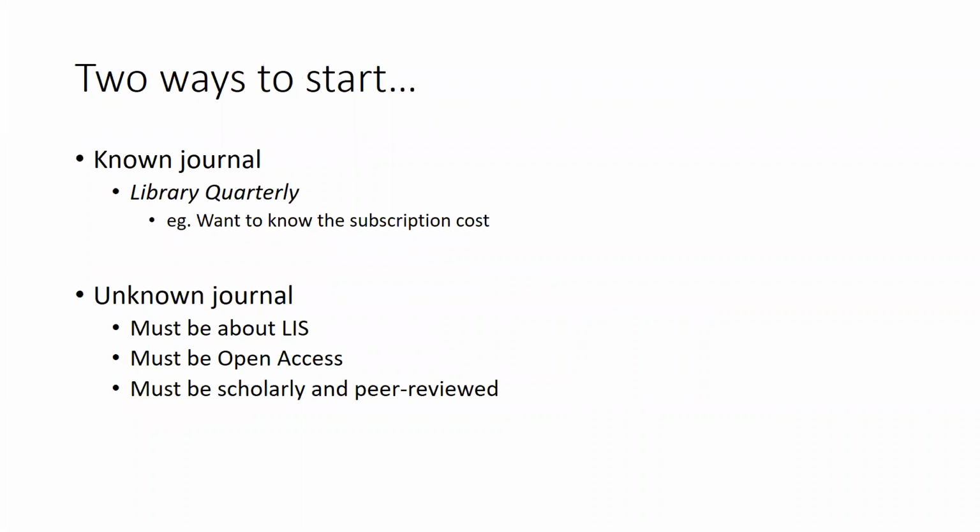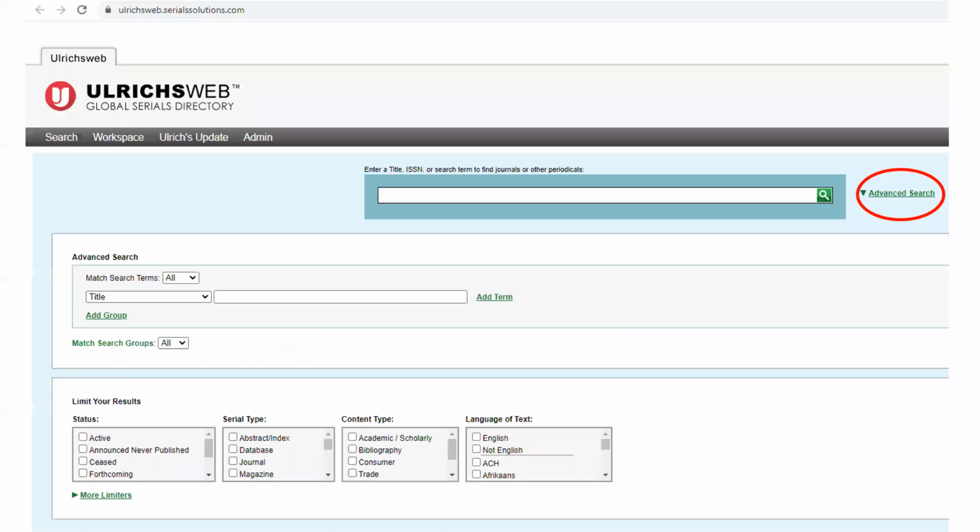Usually when you open Ulrich's, it's under one of two circumstances. You either have a journal title or ISSN and you want more information on it, or you have a list of things you're looking for and you're trying to find a journal that fulfills all those things. So this is what the search page looks like for Ulrich's. Originally, you won't have these limiters showing here, so to do that, you just click Advanced Search.